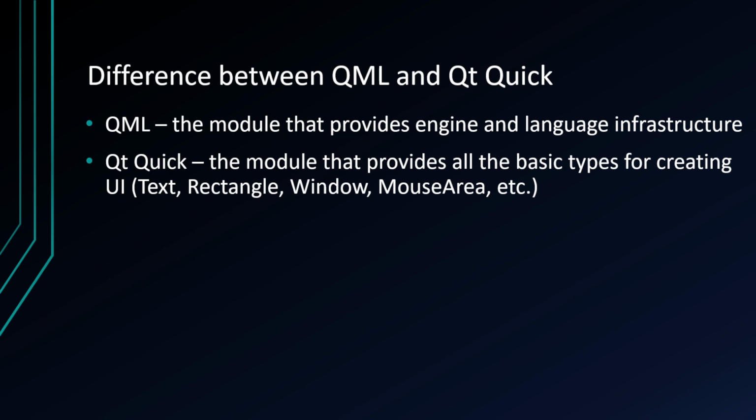Meanwhile, the Qt Quick module provides all the basic types necessary for creating user interfaces with QML. With the help of Qt Quick types, you can create and animate visual components, receive user input, and just build modern UIs. See here, you have a bunch of items that you can add to your QML code.